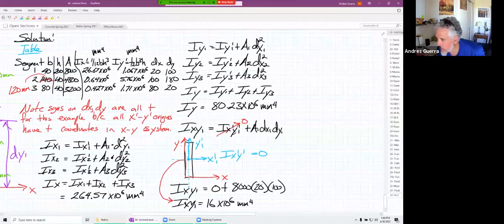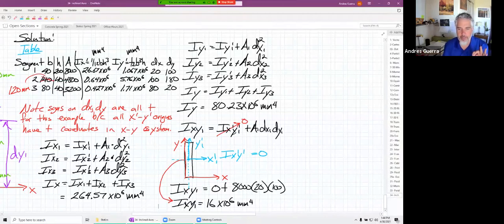Okay, and so then I max would be Ix and I min. Well, with regard to that question, only the Ix prime and Iy prime would be max and min, but not the X and Y for the whole thing, because we do have an Ixy for segment 1.